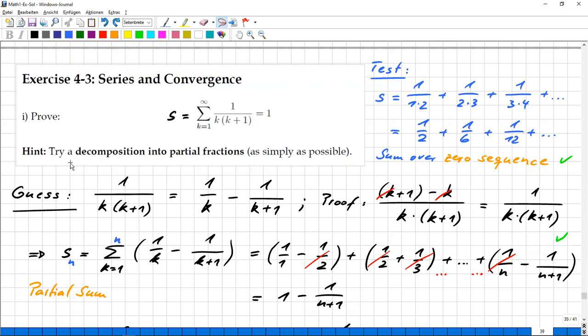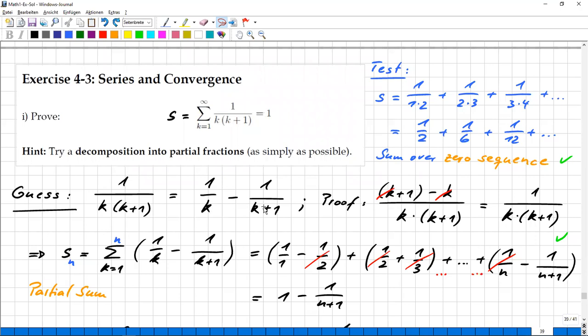So here, try a decomposition into partial fractions as simply as possible. When I say this, you might use the standard scheme for decomposition into partial fractions, but this honestly would not be the best way to do it. It's much easier. I do the following. I just guess that this fraction is the same as the difference 1 divided by k minus 1 divided by k plus 1.